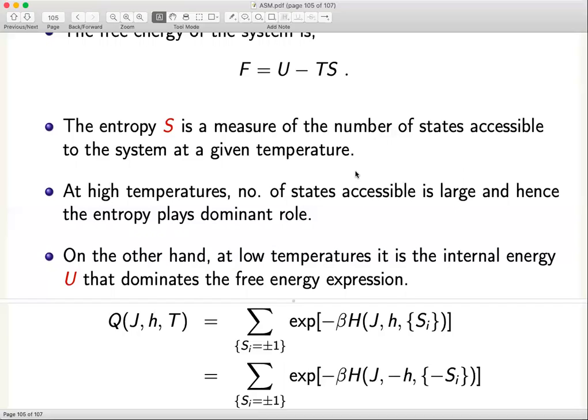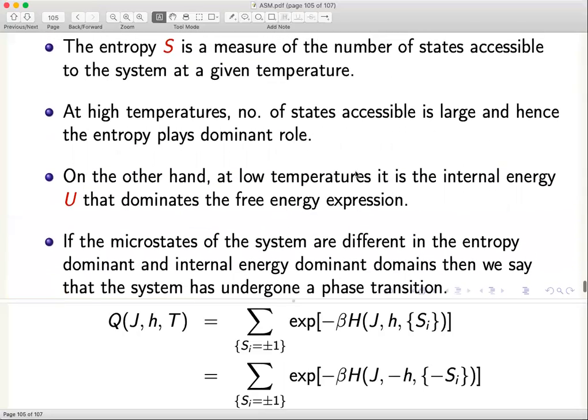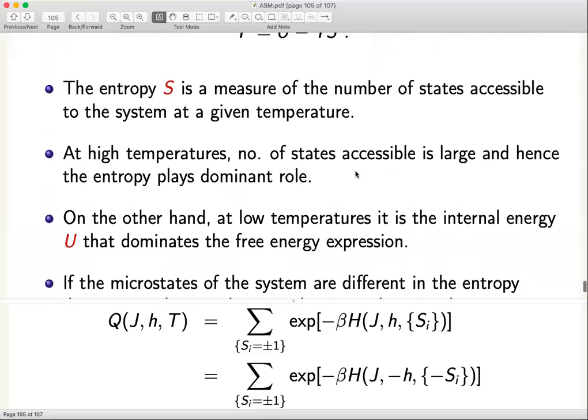Okay, at high temperatures, it is the entropy which is ruling the roost. On the other hand, if you are at low temperatures, it is the internal energy of the system which seems to play an important role. So shouldn't U also be small when temperature is small?